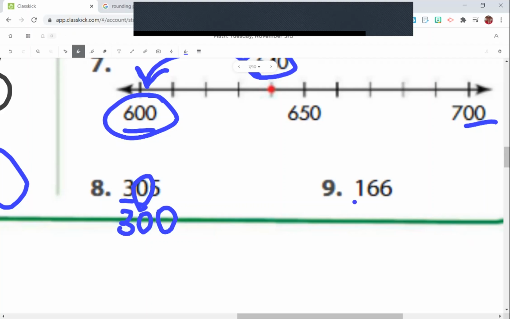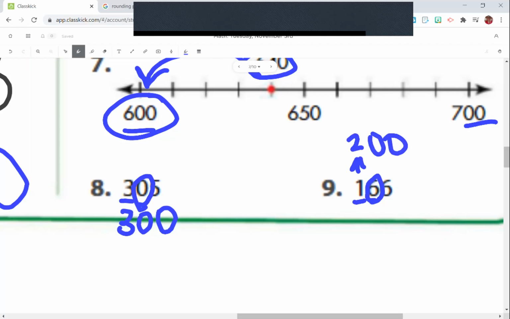Number 9. Find the place, the hundreds place. The 1 is in the hundreds place. Look next door. 5 and above, add one more. 4 and below, let it go. So it is 5 and above, so we're going to give it a shove to a 2. Everything to the right stays a 0.